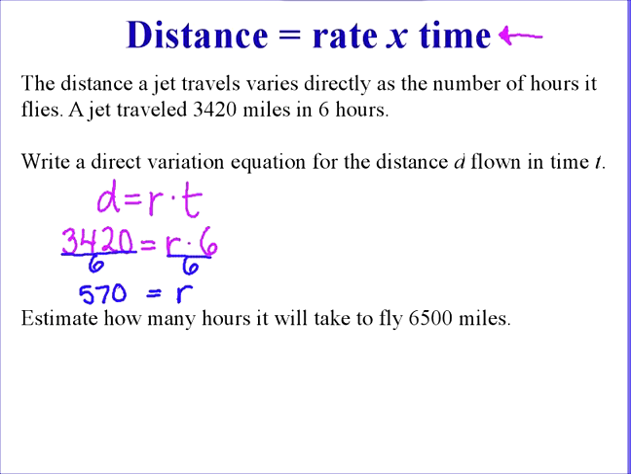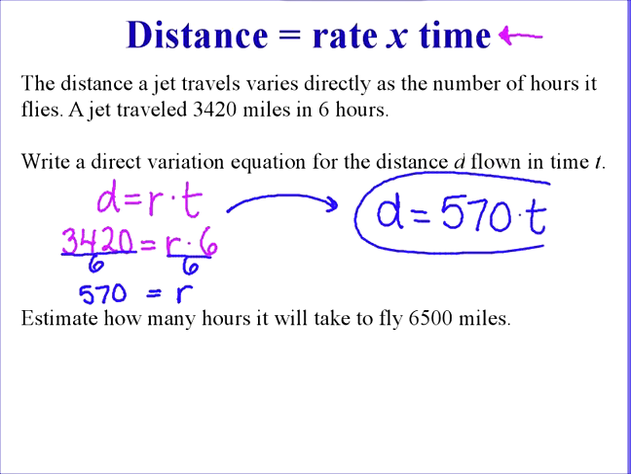Now, what they want you to do is write a direct variation equation. So what I'm going to do now is write this as D equals 570 times T. That's the direct variation equation. Very last problem, estimate how many hours it will take to fly 6,500 miles. So what you're going to do is use the answer you found first in the second. So 6,500, will that go in place of D or in place of T? D. So 6,500 equals 570 times T.